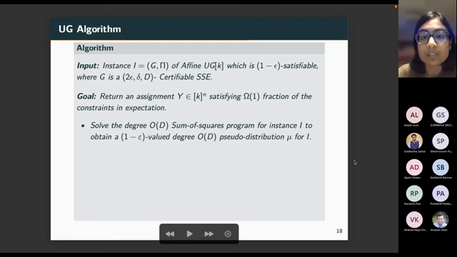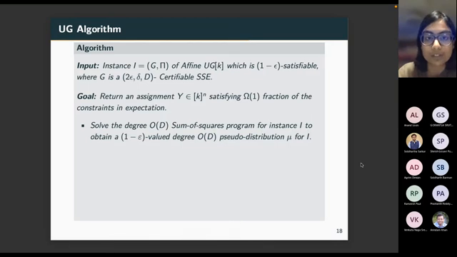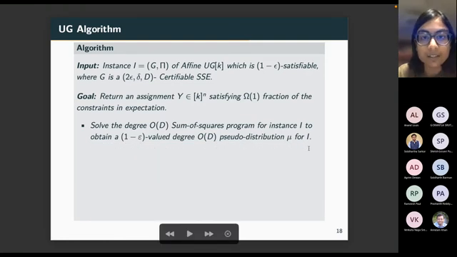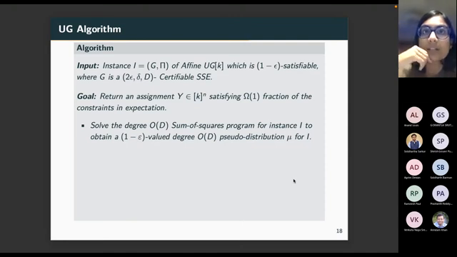the access to the distribution is only through the low degree moments of the distribution. For example, you're given information about the mean of the variables, the variance and covariance, degree 3 moments, etc. The variables in our distribution are just going to be y1 to yn, and each assignment is assigning something in 0 to k minus 1 to each variable, and the distribution will be over these y's.